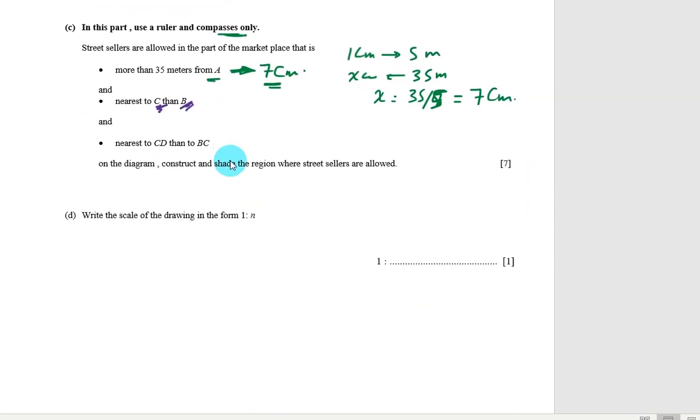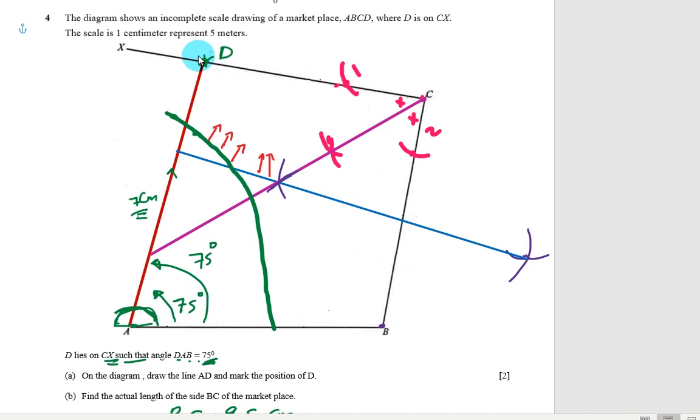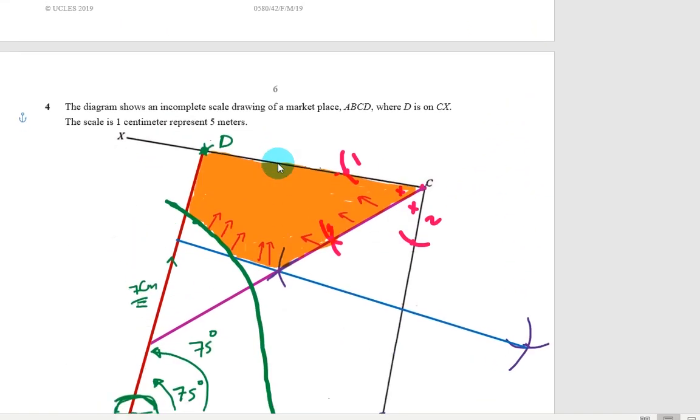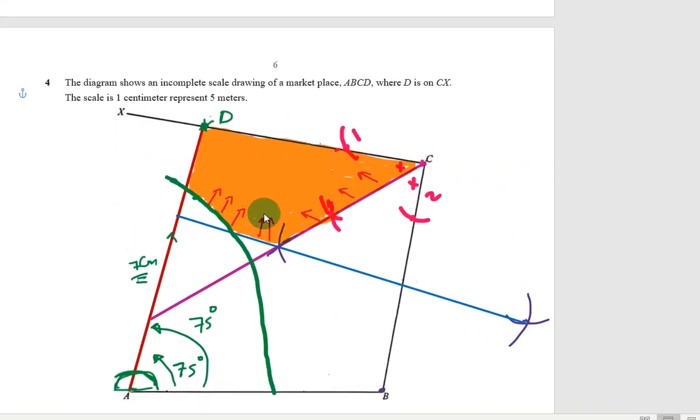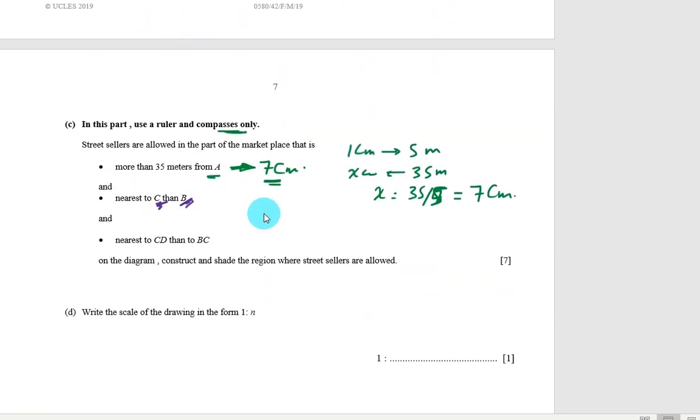Finally, CD near to CD, then BC near to C. So this is now the area you need to hatch. Okay? Careful and read everything in detail.